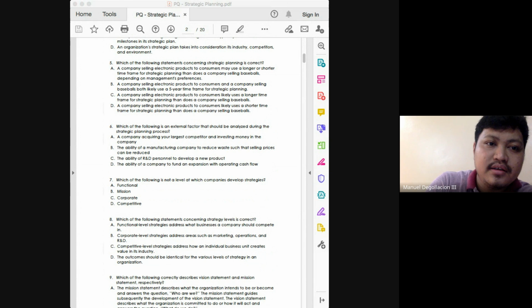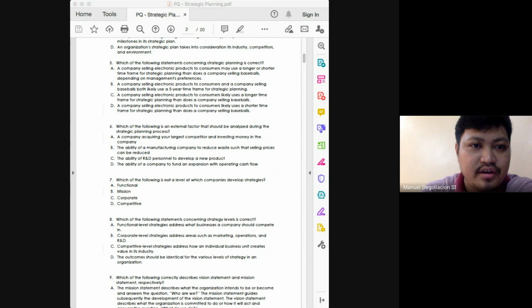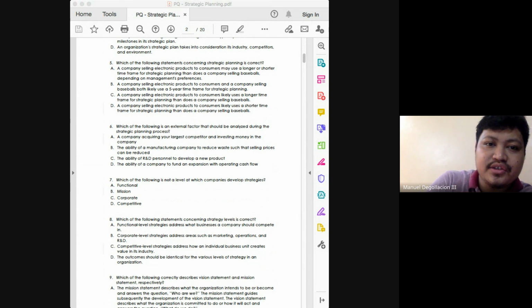So this takes into account our competition outside already of the entity. So this possibly represents a threat on our part. Okay, that means all the other choices must be internal factors. Let's see. The ability of a manufacturing company to reduce waste such that selling price can be reduced. So this would be an internal improvement on our part. So this is an internal factor.